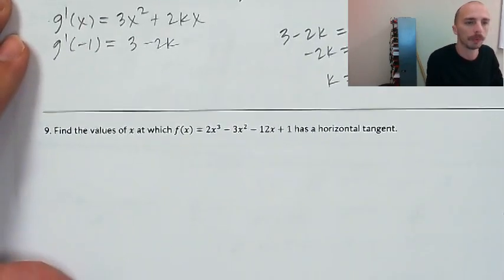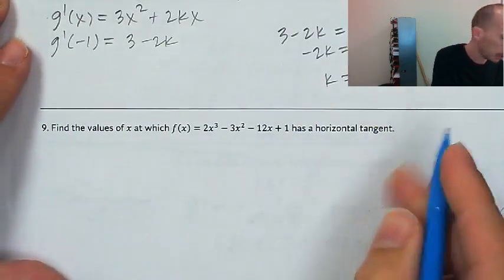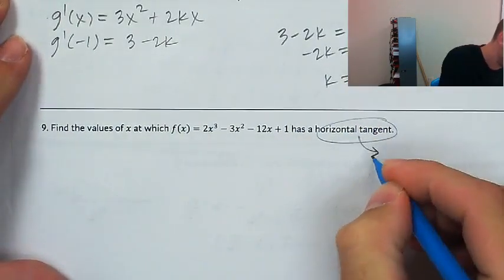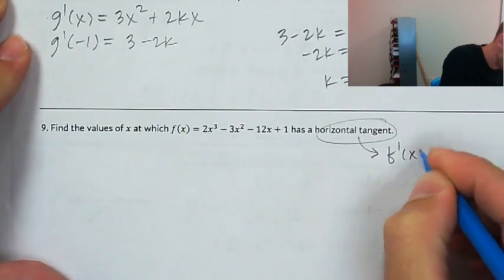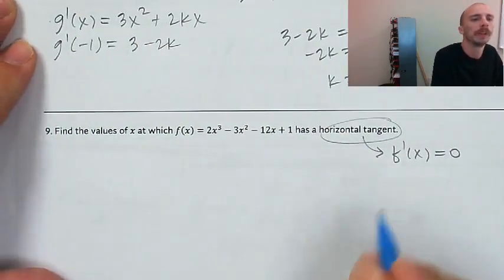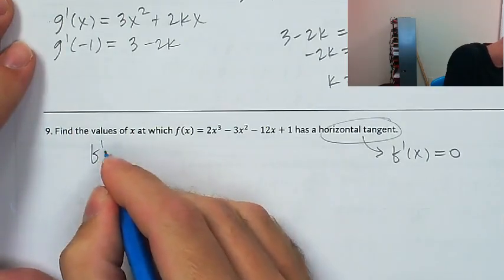And then the last one, we want to find the values of x where this thing has a horizontal tangent. Okay, horizontal tangent, that's where we're going to take the derivative, and we're going to set it equal to 0. Okay, so we can take the derivative.